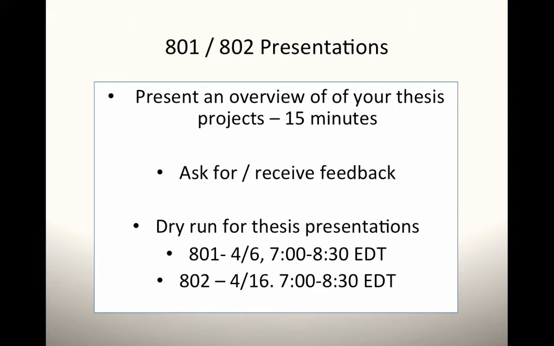And one of the major goals of this is to ask for and receive feedback from the group, because it's always helpful to put your work out there, get some feedback, get some ideas from people, and also I think just the process of doing a presentation helps you to clarify your thinking. And another outcome of this is that it's really a dry run for your required thesis presentations.